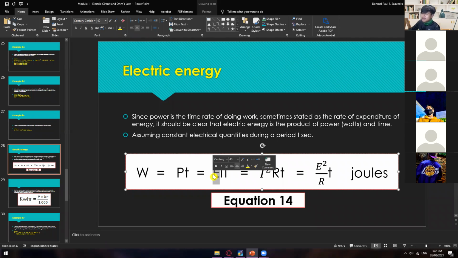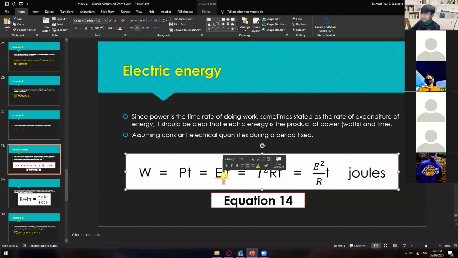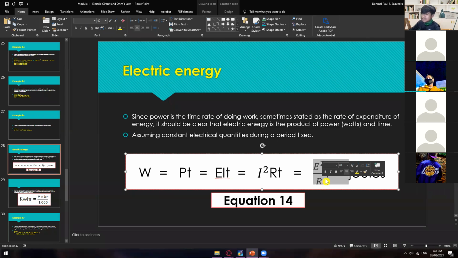And then again, you can substitute the value of E with IR, forming I squared times R. Nothing has changed with our T, it is still right here. For consistency, let me just make this one a small t. And we have another formula, wherein just by substituting I with V divided by R, or E divided by R, you will get this formula: E squared divided by R times t. We could say that this one is equation number 14.